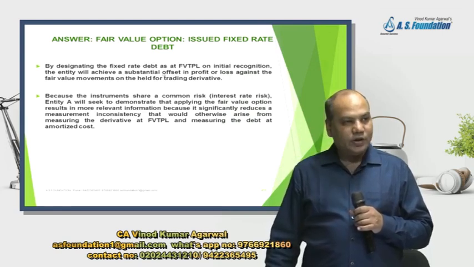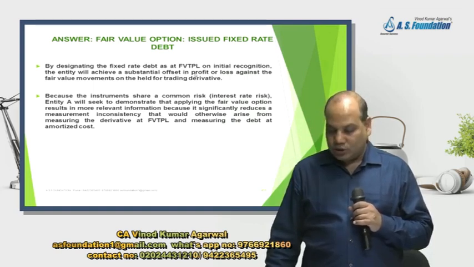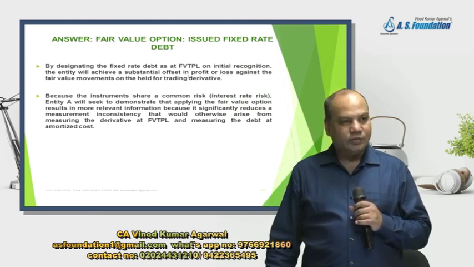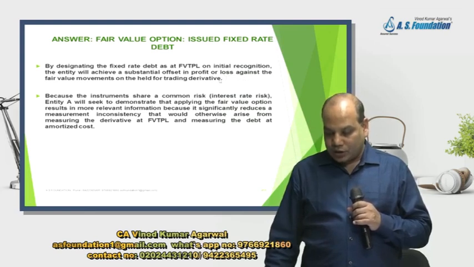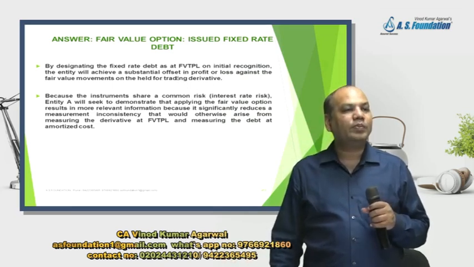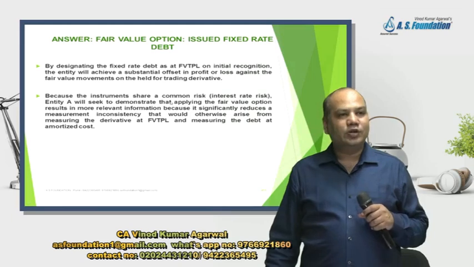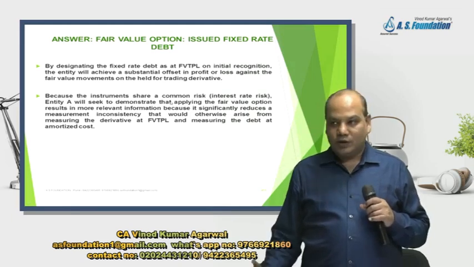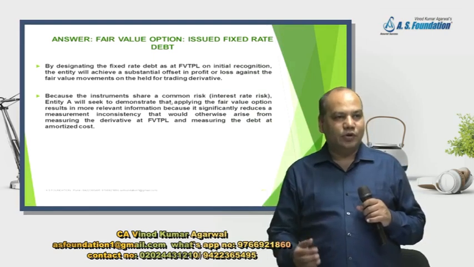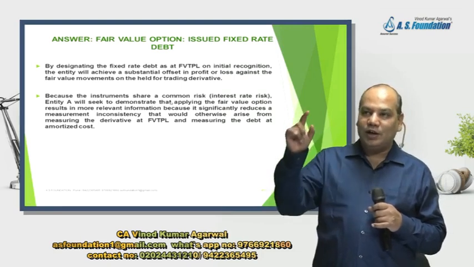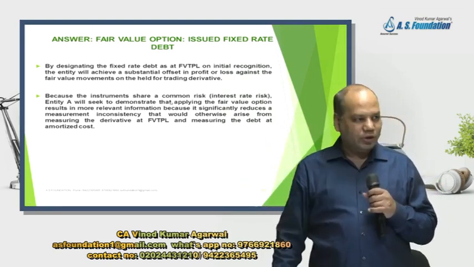By designating the fixed rate debt as at FVTPL on initial recognition, the entity will achieve a substantial offset in the profit or loss against the fair value movement on the held for trading derivative. Substantial offset means almost negligible impact in the P&L account, because the instruments share a common risk. What is the common risk to both? Interest rate risk. If interest rate goes up, value of liability falls and vice versa. And similarly, if the interest rate changes, the value of your IRS, interest rate swap, also changes.